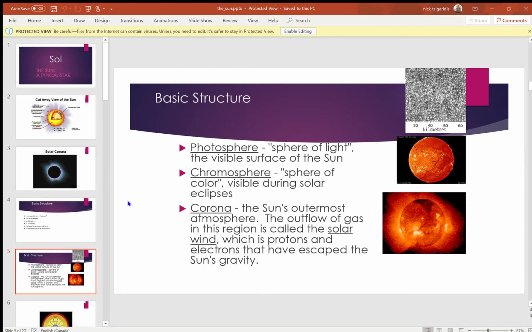So anyways, next, a little bit more information. The photosphere is the sphere of light. It is the visible surface of the sun. The chromosphere is the sphere of color, as I mentioned already. It is visible during solar eclipses, and that chromosphere also produces that color. And then we have the solar corona, which is the outermost atmosphere. The outflow of gas in this region is called the solar wind, which is protons and electrons that have escaped the sun's gravity, and that's caused by the force being pushed outwards.